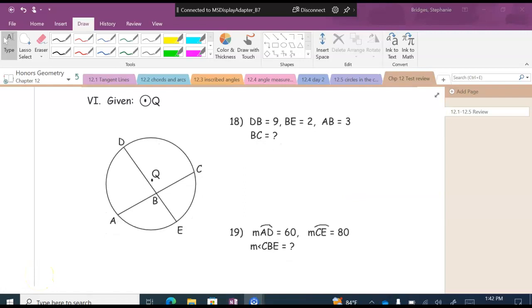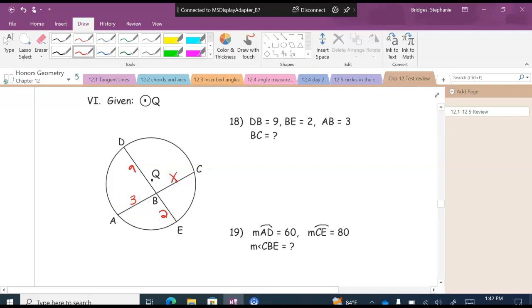Watch. 2 chords, 2 secants, or a secant and a tangent? 2 chords. So remember 2 chords. It is one piece. Let me label what they tell me. They tell me DB is 9. They tell me BE is 2. They tell me AB is 3. And they want me to find BC.